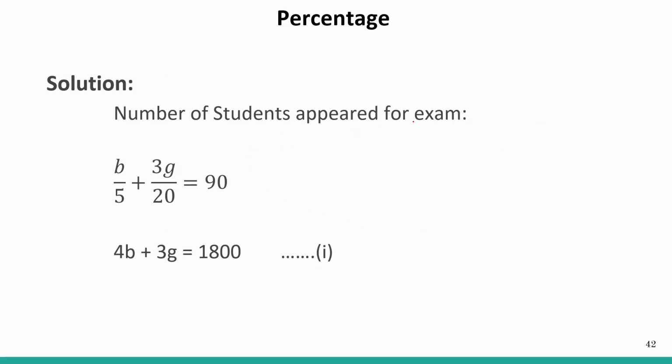The number of students who failed is b by 5 plus 3g by 20, which is equal to 90. So 4b plus 3g is equal to, multiplying by 20, 4b plus 3g equals 1800.